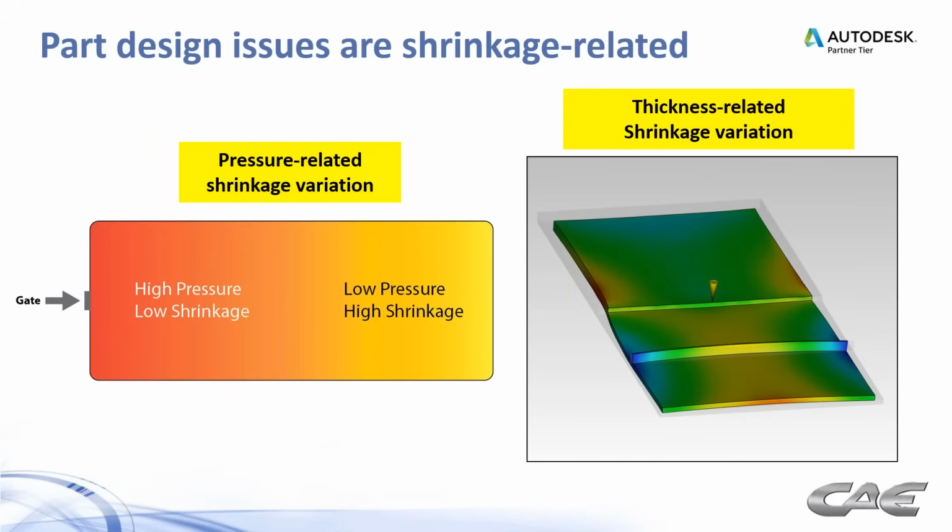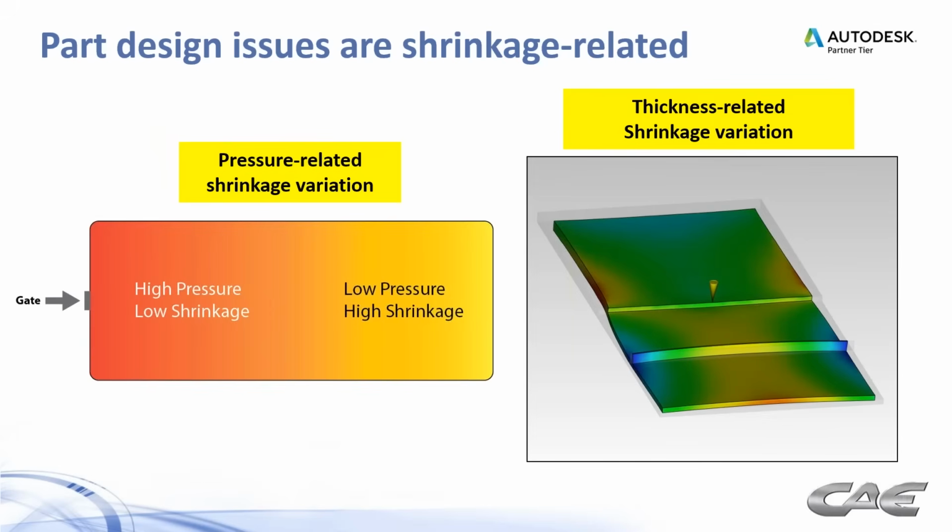On the left is just a graphic to show you what happens in a part. You have a gate on the left-hand side. Areas closest to the gate see higher pressure, and when you see higher pressure, you see lower shrinkage. Conversely, in the end-to-fill areas, you see lower pressure and therefore higher shrinkage.